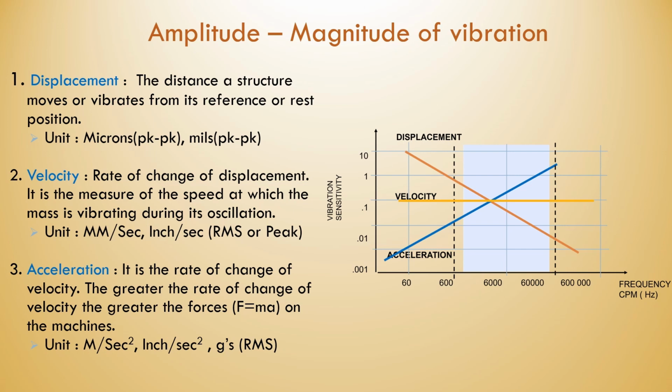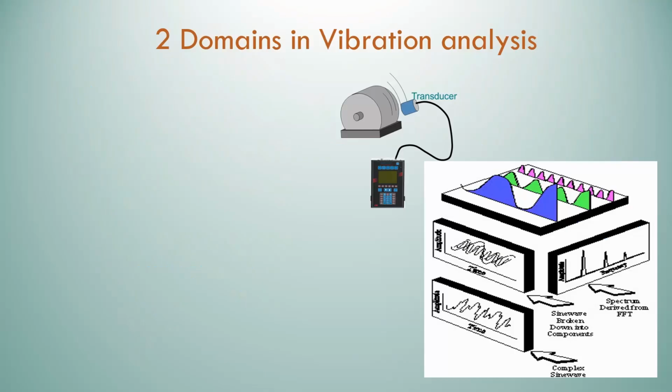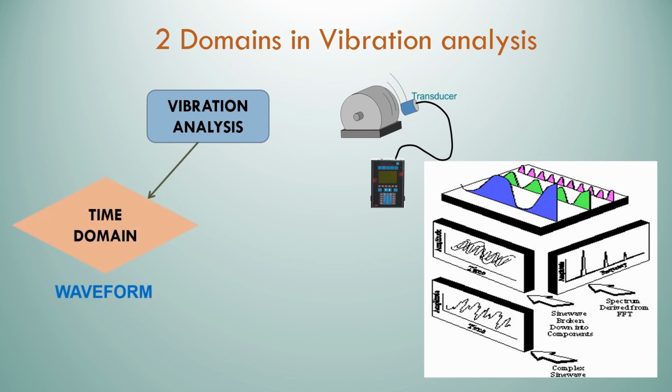When frequency is on the x-axis and vibration sensitivity is on the y-axis, displacement, velocity, and acceleration graphs provide a detailed understanding of how the system responds to different frequencies. Analyzing these graphs helps identify resonance frequencies, critical frequencies, and potential issues in the vibration profile of the system. In vibration analysis, there are two different approaches to analyzing and understanding vibration signals. These are the time domain and the frequency domain.